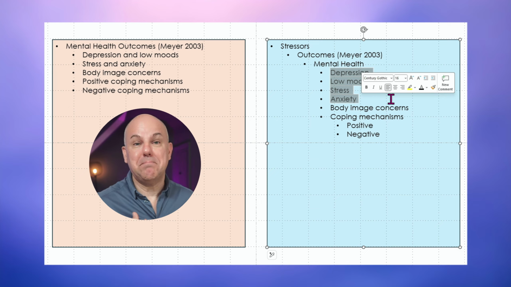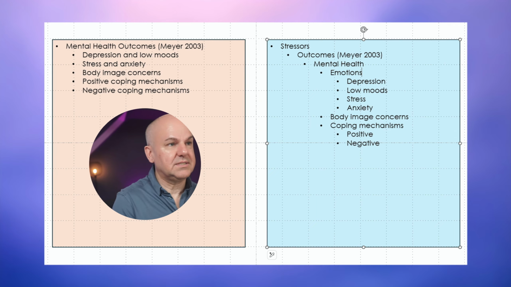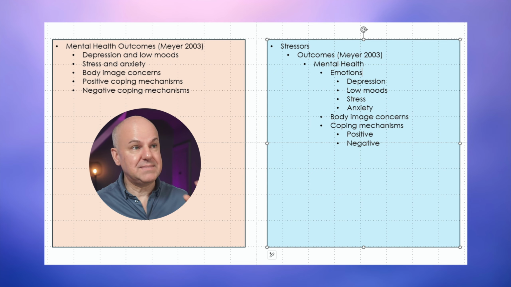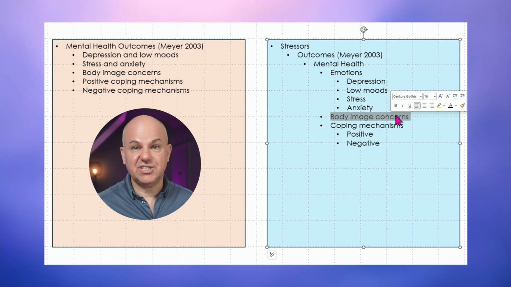What I'm going to say is my interpretation. And as long as the interpretation is fair, it should be accepted. And in this instance, my interpretation is that these are emotions. Depression is an emotional state, low moods is an emotional state, as is stress and anxiety. So I'm labeling it, I'm seeing commonalities between some of the subthemes in this case, and I'm giving it my own theme. We are left with one outcome, which is body image concerns.